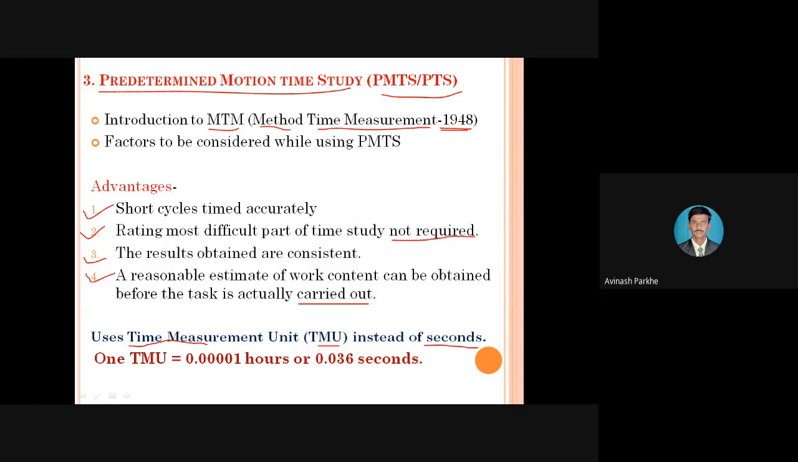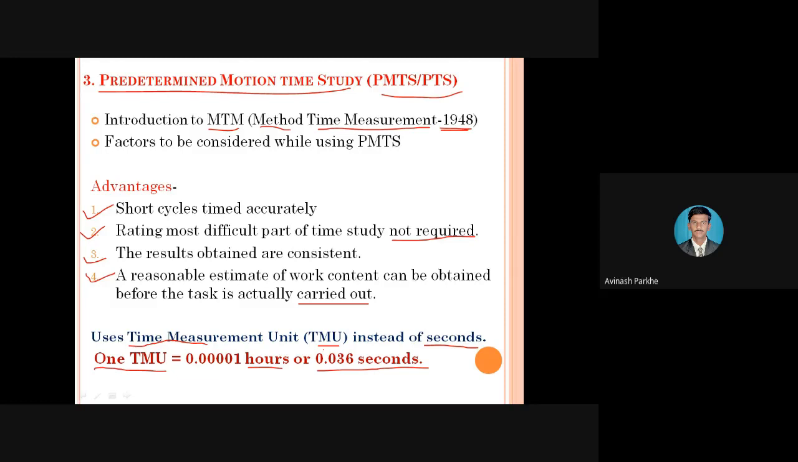What is meant by the TMU? Time measuring unit. And here I have written that 1 TMU is equal to 0.00001 hour or 0.036 second. Whenever I use the stopwatch, it will give the final reading in the form of seconds, minutes, or hours. For example, 120 seconds, 5 minutes, 10 hours, 2 hours. Like that you will get the output in the time study and the work sampling.